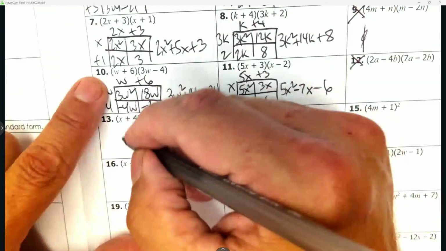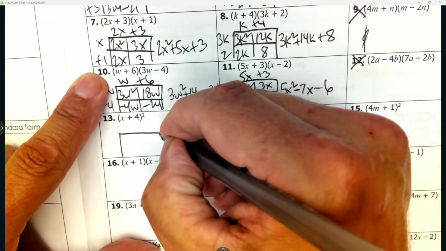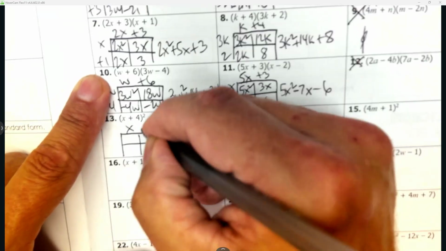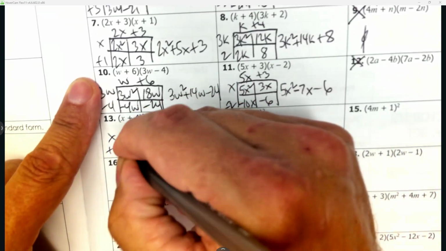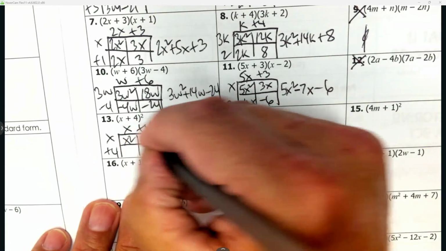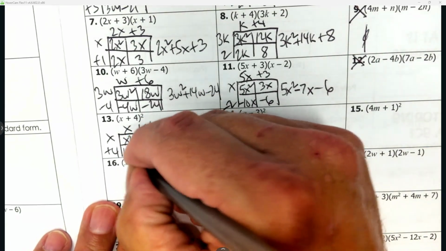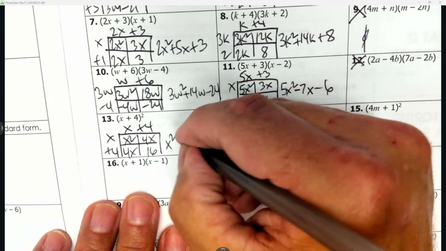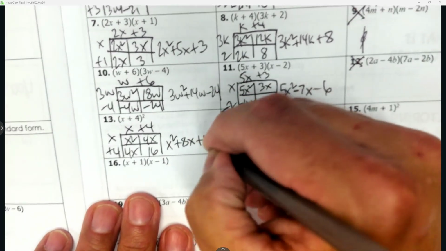13. What happens when something's squared and you want to multiply it out? You just repeat it on both sides. So we repeat, and then multiply it out. That's what squaring means. So we have x squared, 4x, and 16. So the end answer is x squared, add it, plus 16.